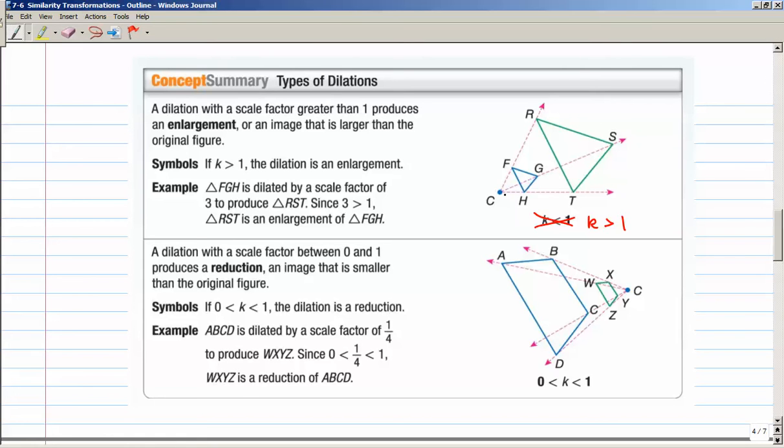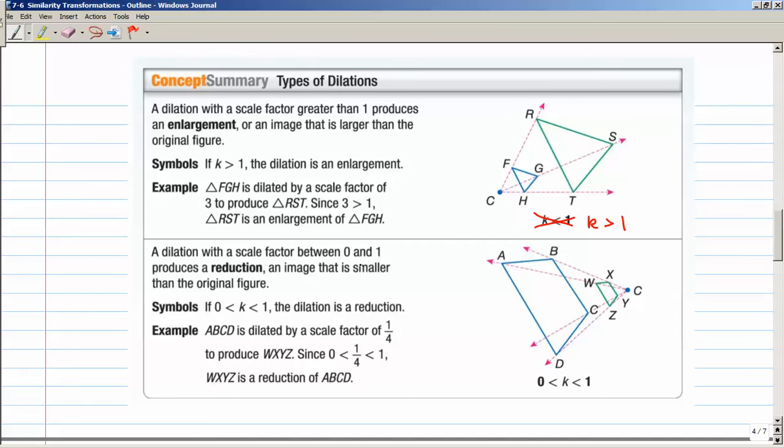In this case, C would be the center of dilation. And what they would say is that the distance from C to R is 3 times longer than C to F. We're not going to worry about that. We're just going to focus on the fact that RST is 3 times as large as FGH. Since it's an enlargement, the scale factor K is greater than 1.